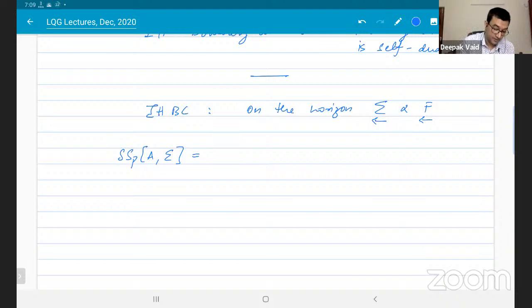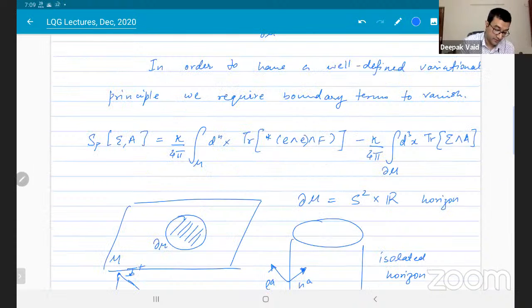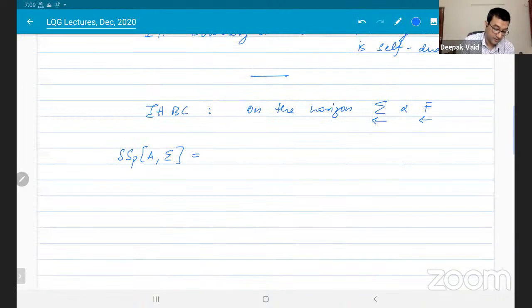what would happen to your Palatini term? On your boundary, you would get something which looks like sigma wedge delta A, right? If you don't have a boundary counter term, this is what you would get. So then you would add a boundary counter term. But let's say you don't add the boundary counter term. Then this is the variation on the boundary.